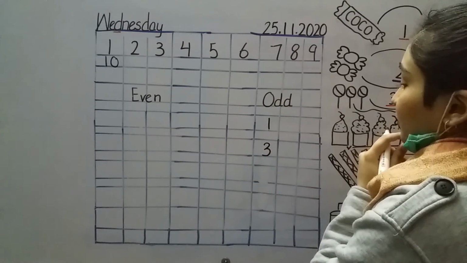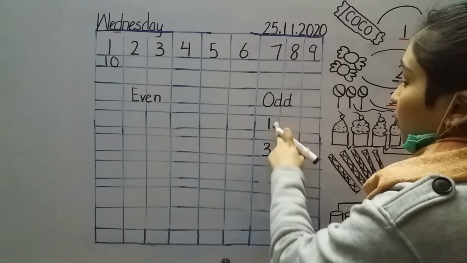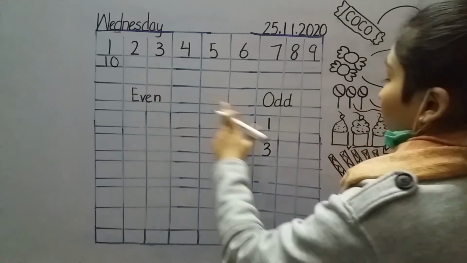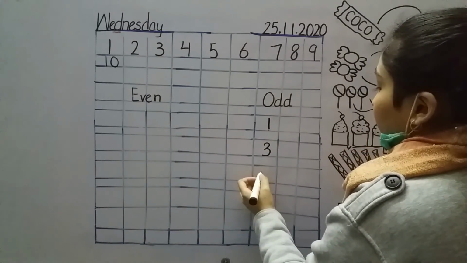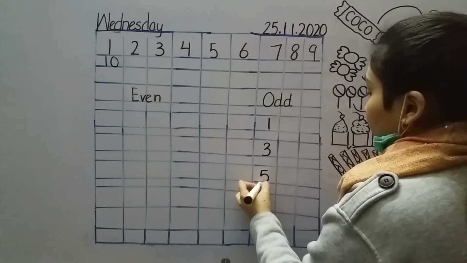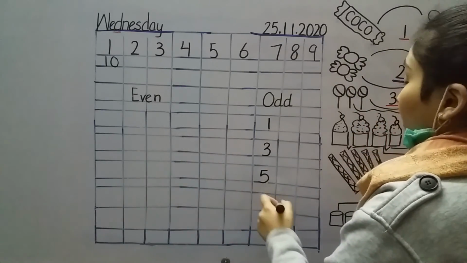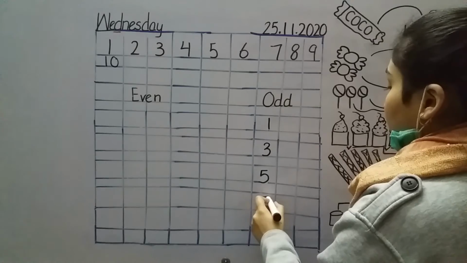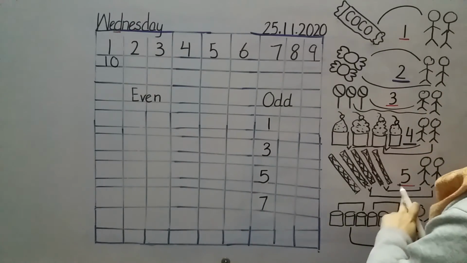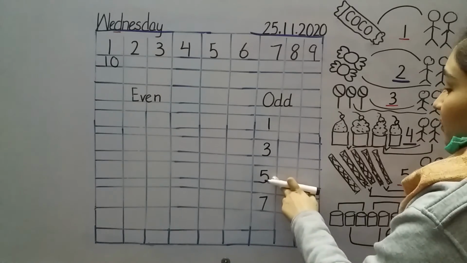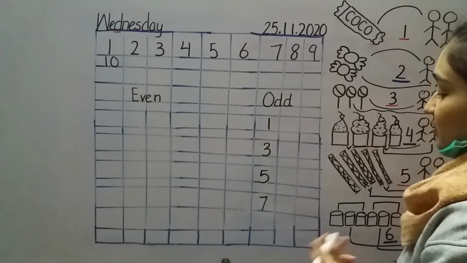Alright, now what comes after 3? 4. Right? What came after 1? 2. We skip 2. What comes after 3? 4. Let's skip 4. What comes after 4? 5. And what comes after 5? 6. Skip. What comes after 6? 7. You see, we're all going according to our activity. We found out that 5 was an odd number, 3 was an odd number, 1 was an odd number, so it's the same as that.